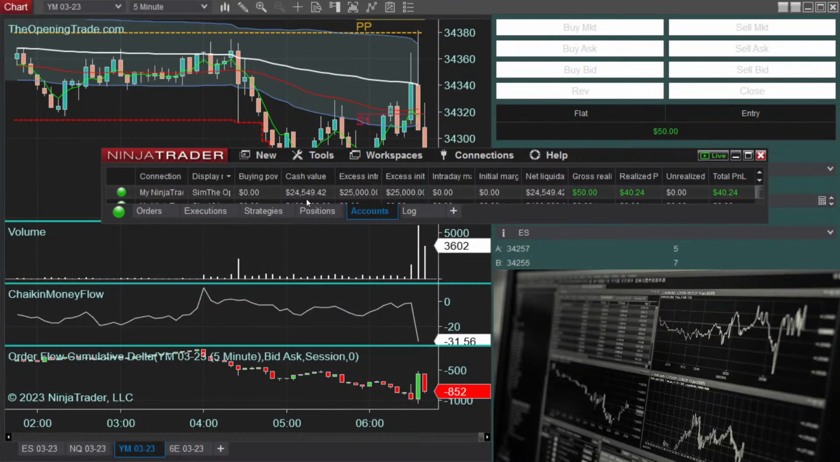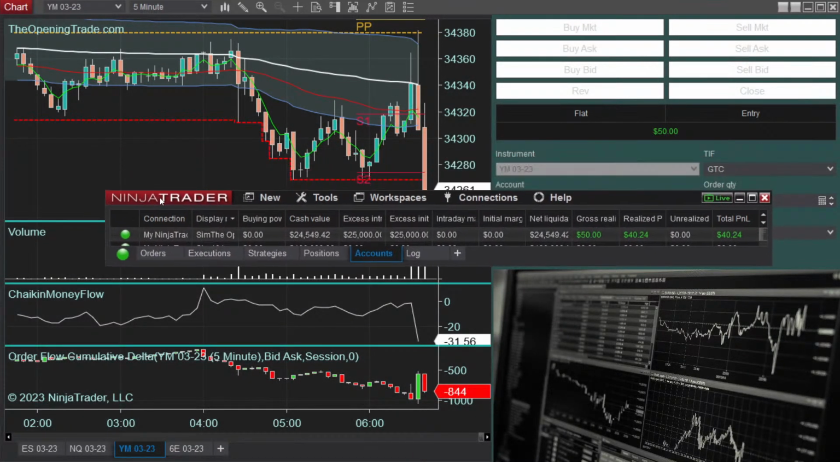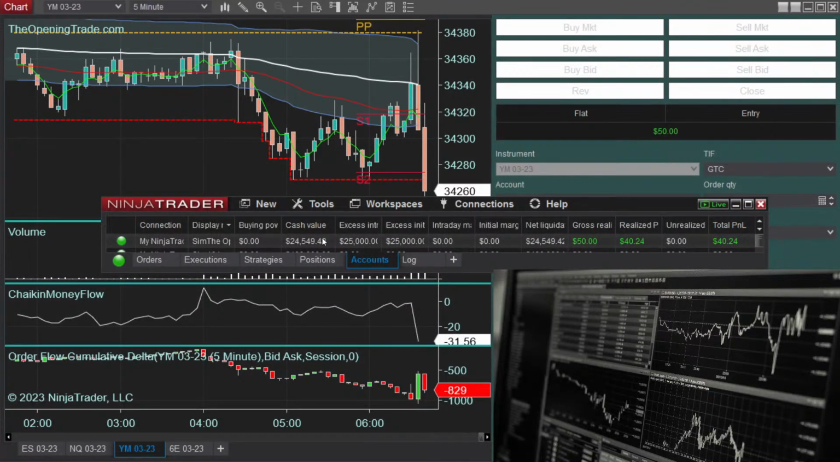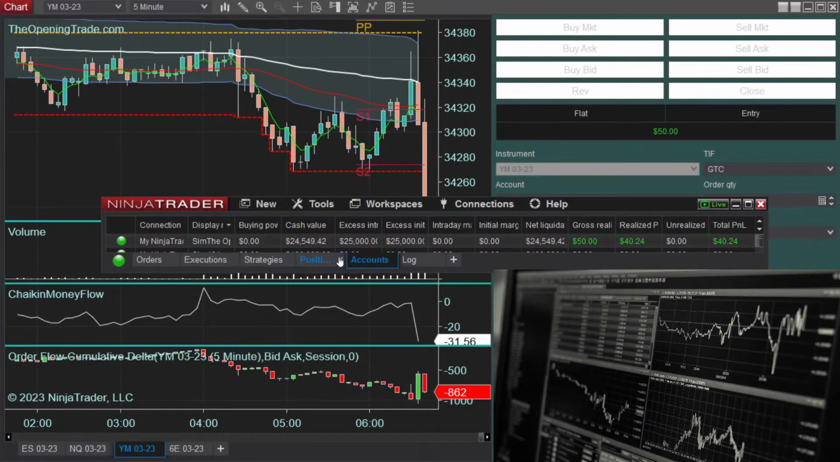So here is the updated NinjaTrader cash value on the simulated account you are watching today, right now. So here you see the 50 from up here is shown right here as the 50. And then you see the resulting change in the cash value.